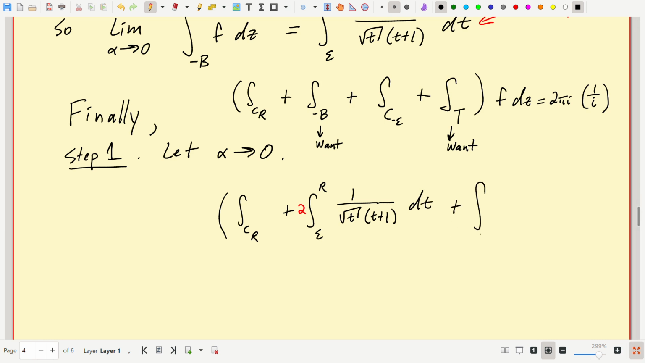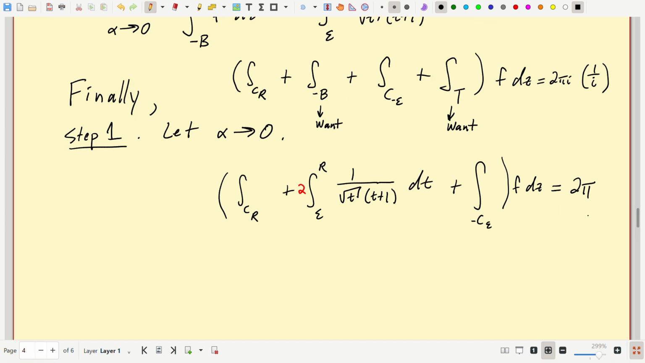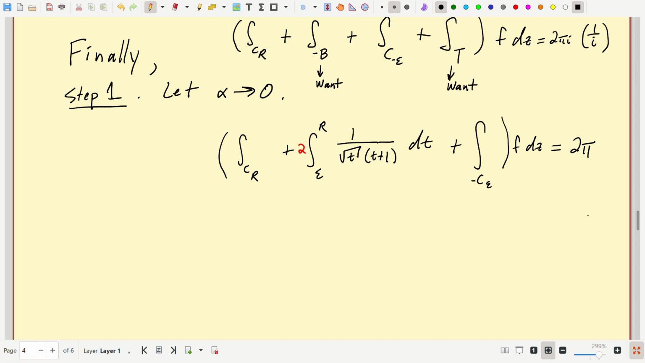Plus the integral along c sub r, minus c sub epsilon of f dz. 2 pi I times 1 over I is just 2 pi. Okay, step 1 now is let alpha go to 0. Step 2, after you let alpha go to 0, now let epsilon go to 0. It goes down to 0, and then that last integral would tend to 0.